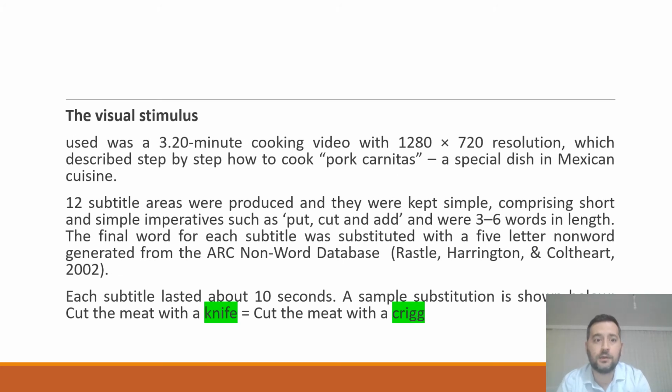The visual stimulus used was a 3.20-minute cooking video with high resolution, which described step-by-step how to cook pork carnitas, a special dish in Mexican cuisine. 12 subtitle areas were produced and they were kept simple, comprising short and simple imperatives such as put, cut, add, and were 3 to 6 words in length.